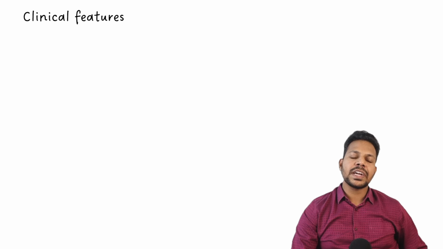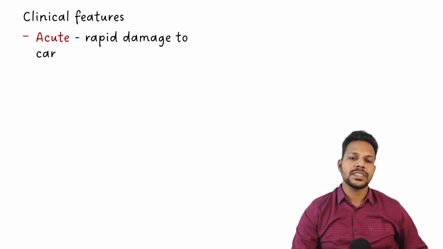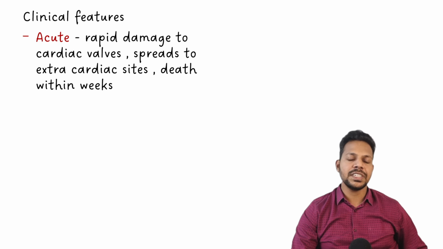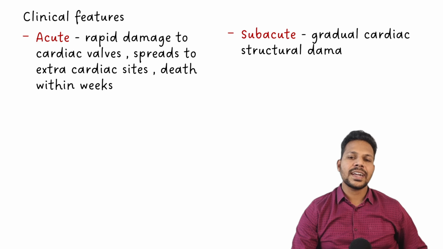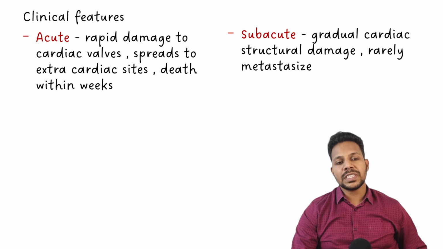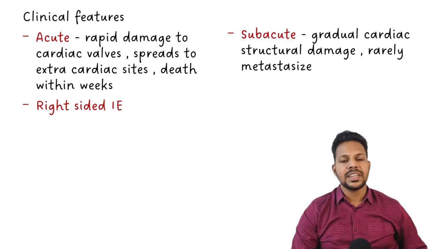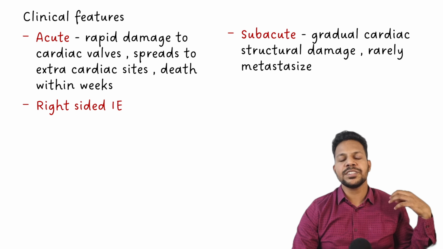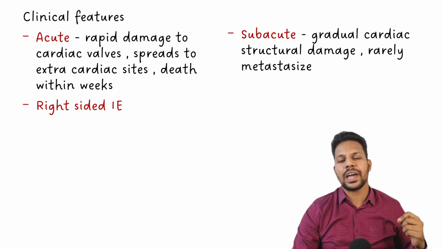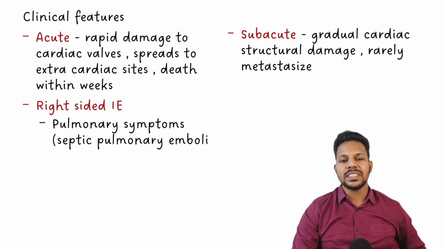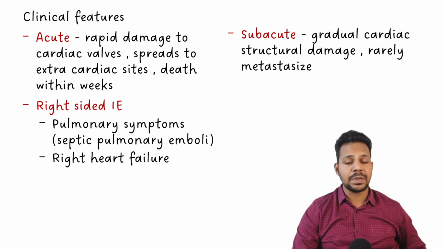In case of acute infective endocarditis, there is rapid damage to the heart valves that spreads to the extracardiac sites because of dissemination, and the patient will have death within weeks. In case of subacute endocarditis, the disease is gradual and the cardiac structural damage is also gradual, and this rarely metastasizes. So when the patient is having right-sided infective endocarditis, the patient will have pulmonary symptoms. Why? Because the blood from the right heart is going to eject into the lungs through the pulmonary artery, right? So the septic pulmonary emboli are going to be the reason for these pulmonary symptoms. And the patient can also have right-sided heart failure because the right valvular damage happens there.